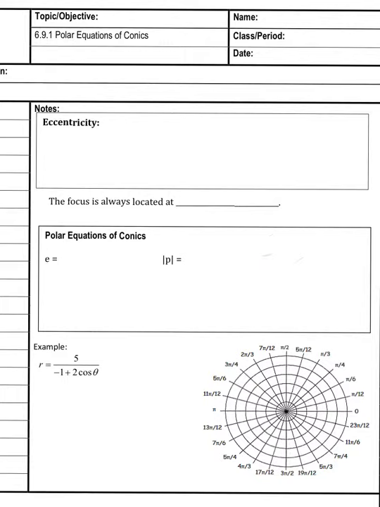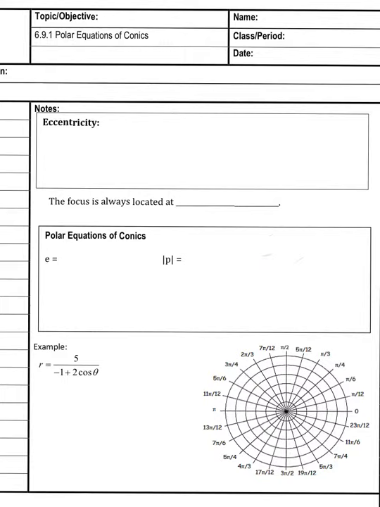Okay. My next point I'm going to find has an angle of pi. Cosine of pi is negative 1. Negative 2 times negative 1 is positive 2. 1 plus 2 is 3. So this is going to be negative 5/3. So instead of going left, I'm going to go right 1 and 2/3. Right about there.